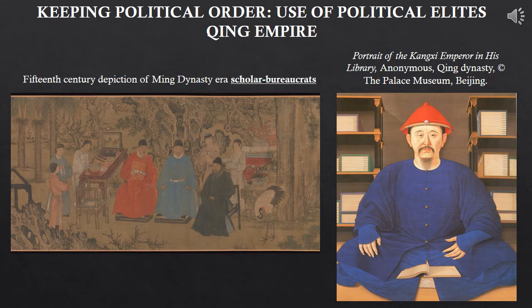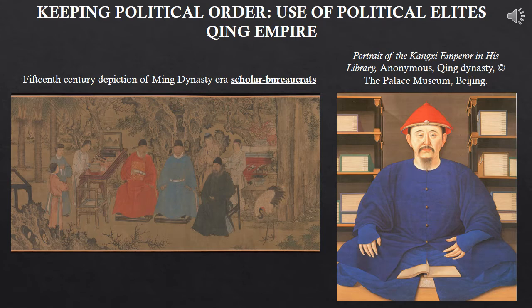A final example would be China's Qing dynasty's use of bureaucratic elites known as the Confucian scholar bureaucrats. These scholar bureaucrats, sometimes referred to as the scholar gentry, due to the fact that most of them came from the Chinese nobility, were formally educated in Confucianism and ultimately prepared for a position as a government official.